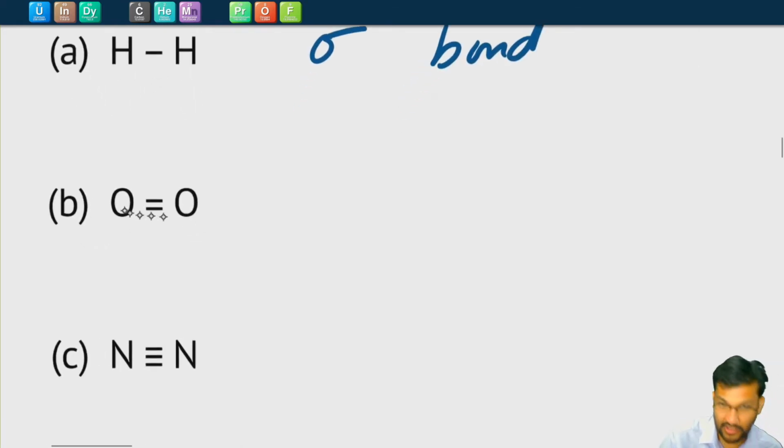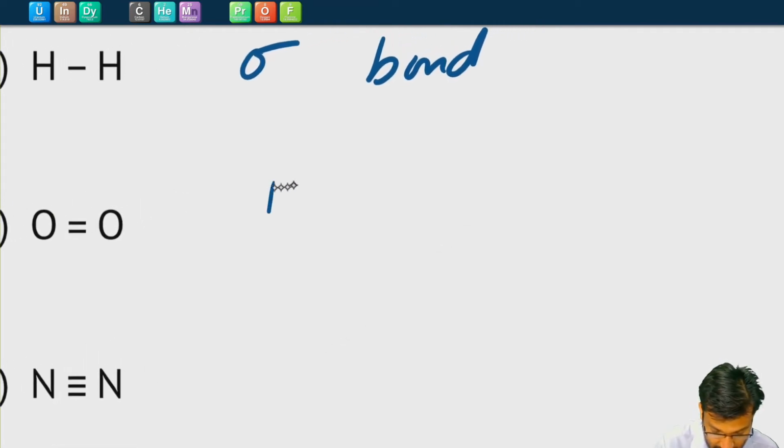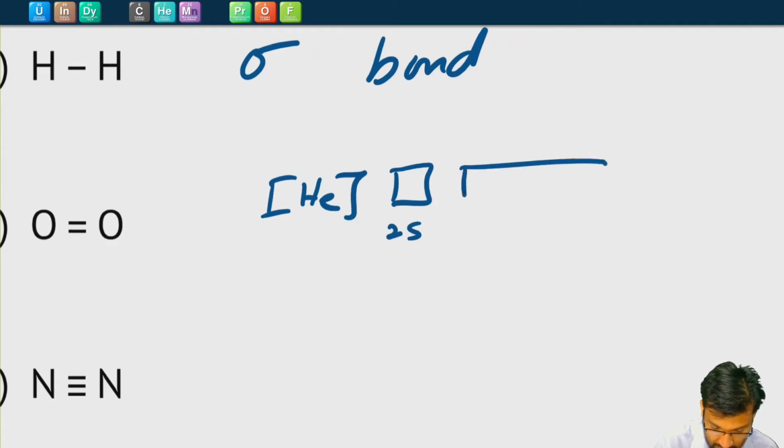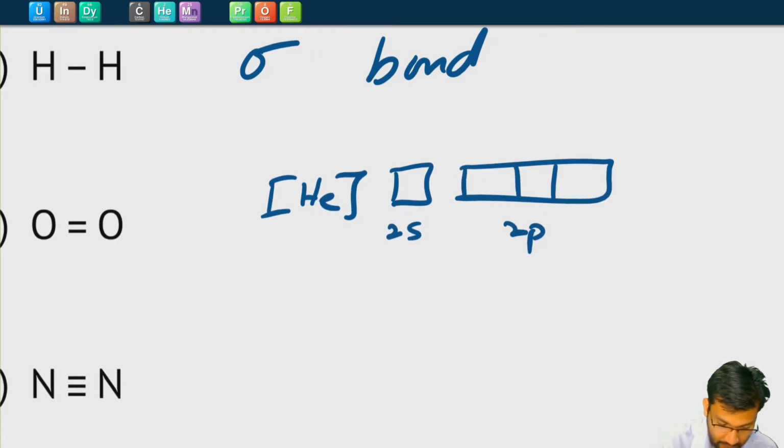What about oxygen and oxygen? Okay, let's look at that. So oxygen, we just did the electron configuration of oxygen. This is 2s, this is the 2p, right? And so we'll have this situation.